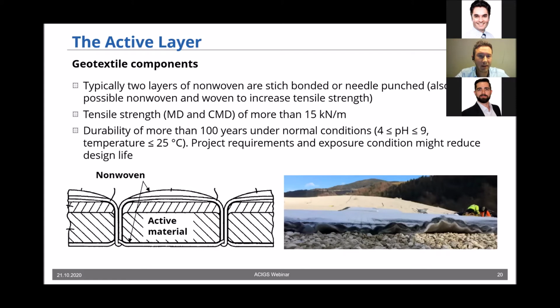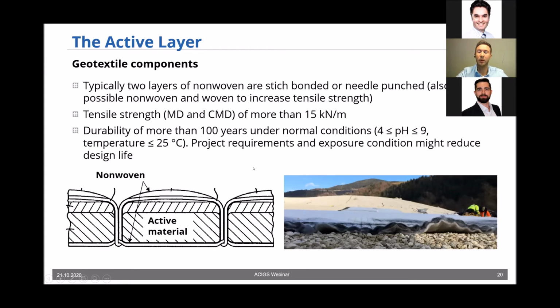Okay, then the next component in our active geocomposite is, of course, the geotextile. And typically there are 2 layers of non-woven, which are stitch bonded or needle punched together. So stitch bonding means to really sew these two, the upper layer and the lower layer, together, and then this leads to these waves. It looks like these waves here.